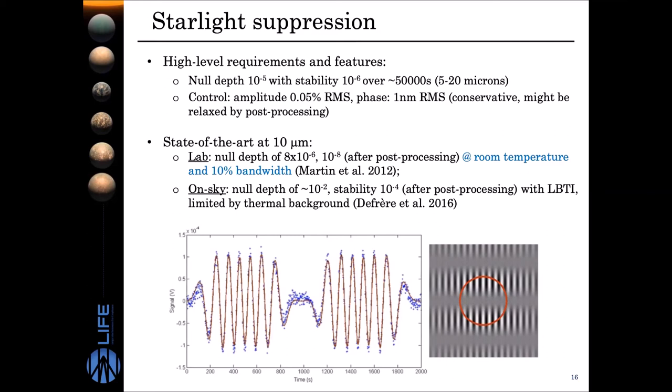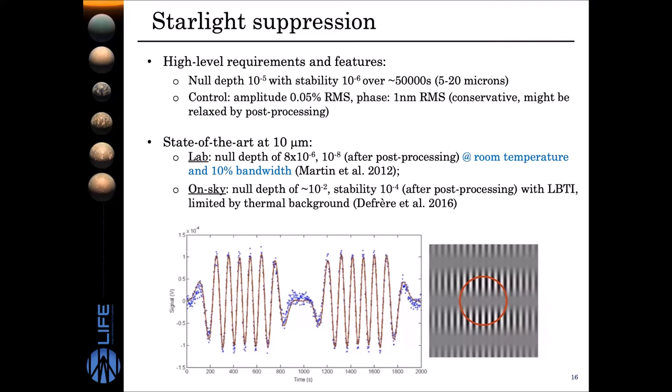The amplitude has to be controlled with a precision of 0.05% RMS. And the phase difference between the arms of the instrument has to be controlled with a precision of 1 nanometer RMS. This is a challenging control problem, but we can probably relax this constraint using post-processing techniques. It's something we need to work on in the LIFE project.